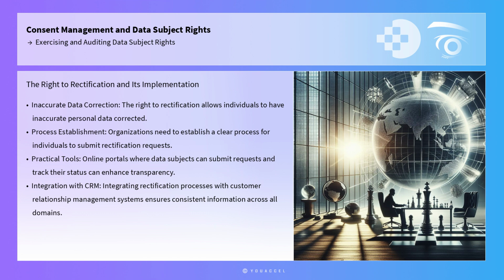The right to rectification allows individuals to have inaccurate personal data corrected. Organizations need to establish a clear process for individuals to submit rectification requests and for the organization to assess and implement corrections. Practical tools such as online portals where data subjects can submit requests and track their status can enhance transparency and efficiency. Furthermore, integrating rectification processes with customer relationship management systems ensures that updated information is consistently applied across all organizational domains.